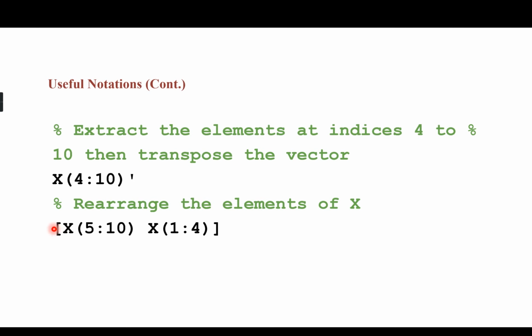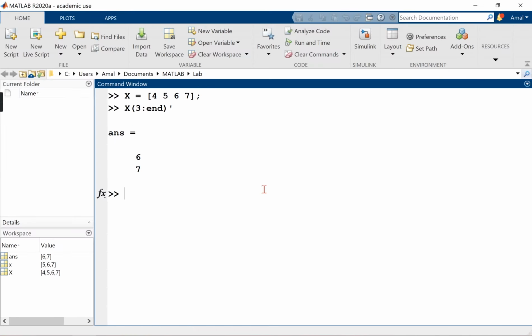Here, I'm creating an array whose elements are extracted from X. So what I did is I put half of X, assuming X is of size 10 or length 10, I put the right half of X on the left and the left half of X on the right. So I swapped the elements on the right and the elements on the left from X. Again, I'll do this in MATLAB.